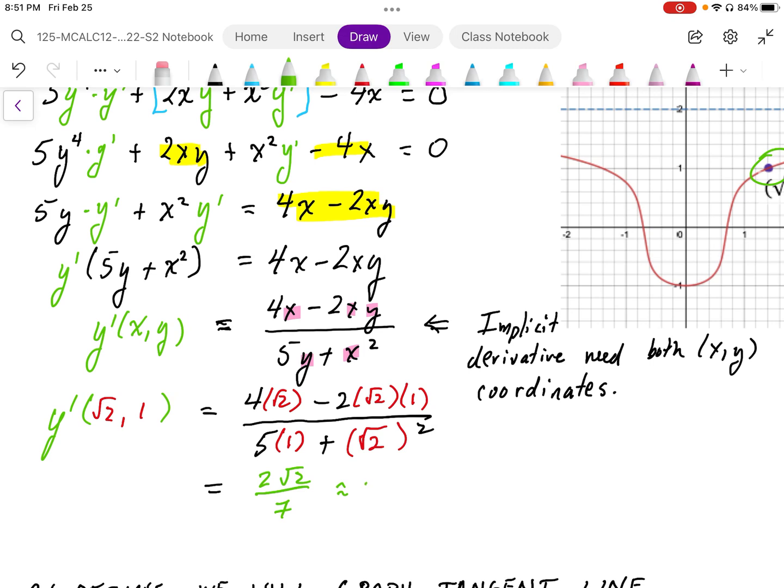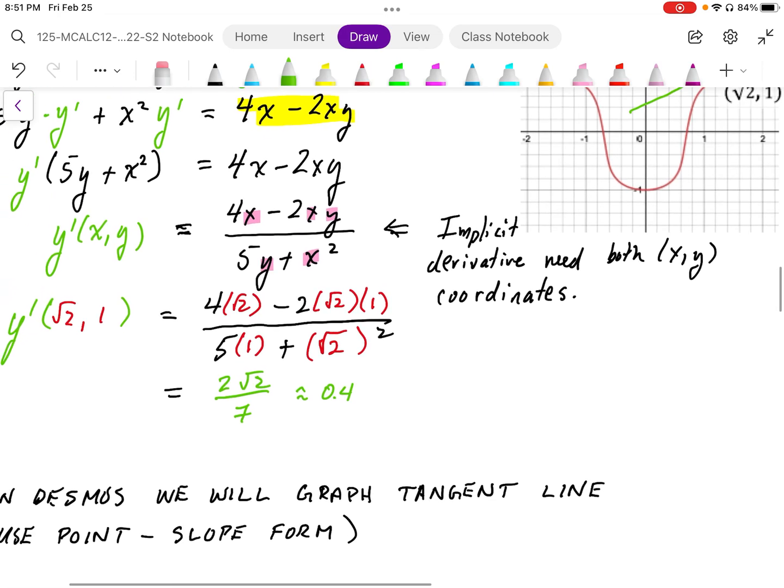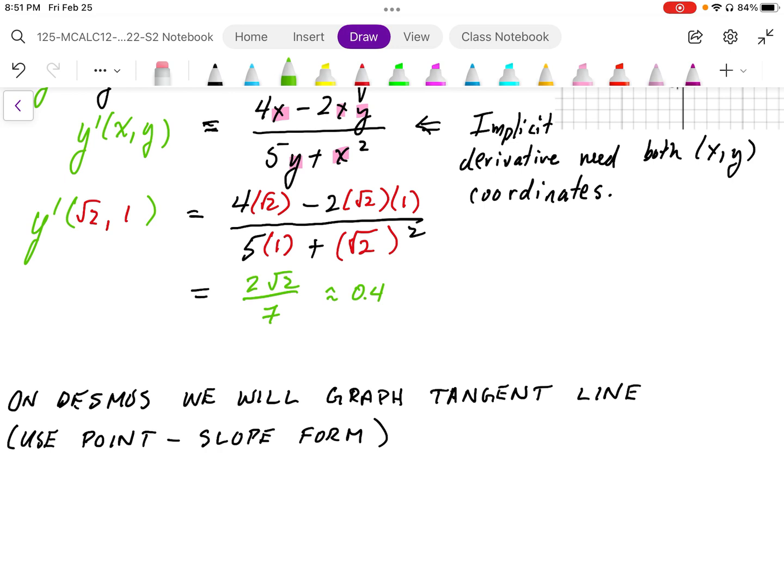Now that works out to be approximately 0.4 on my calculator. So looking at the graph here, what we're saying is that we have a 0.4 slope tangent line that goes through there. Okay, that looks about right. So on our Desmos, we're going to check this out, but we want to do this a little bit more accurately. So we're actually going to graph the tangent line.